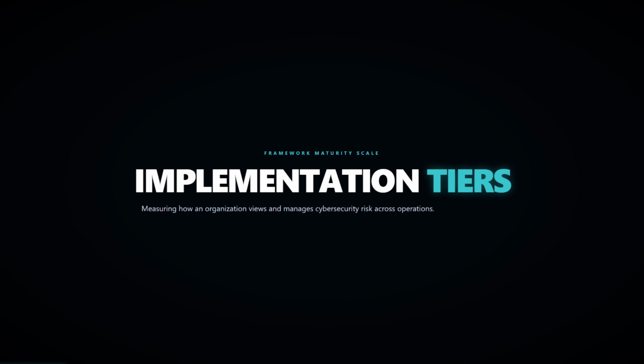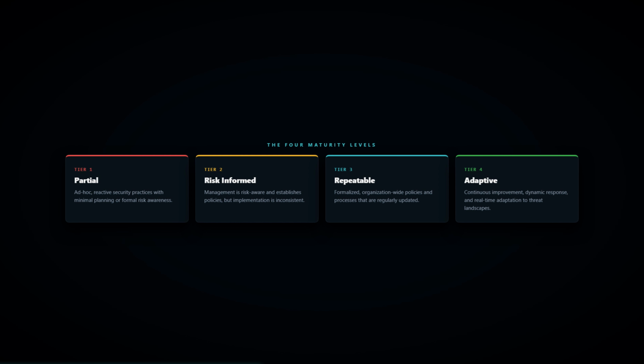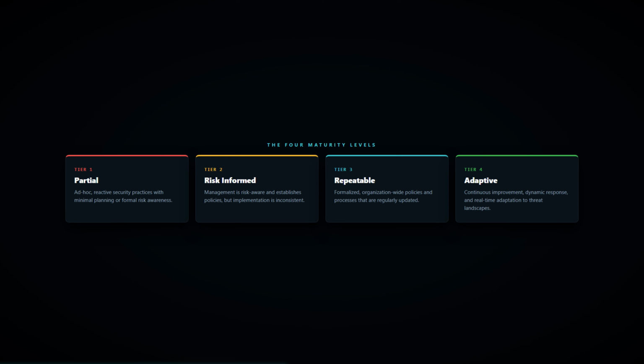Another important part of the NIST CSF is the implementation tiers. This is a scale for understanding an organization's cybersecurity maturity. Tier 1, Partial: security practices are disorganized and reactive. Tier 2, Risk-informed: there is awareness of risk and some policies in place. Tier 3, Repeatable: there are established and regularly implemented policies and procedures. Tier 4, Adaptive: quickly adapts to changing threats.